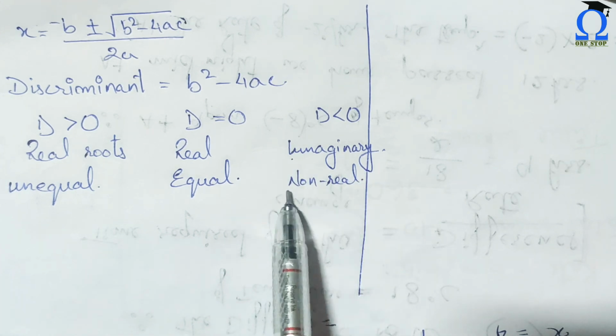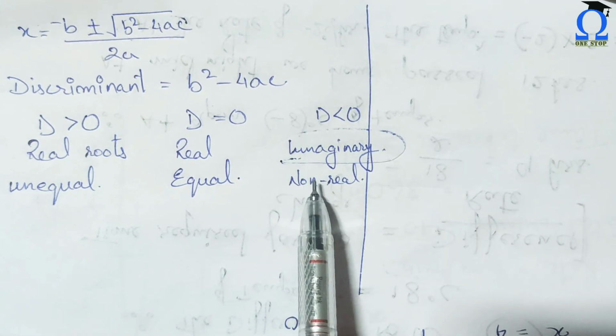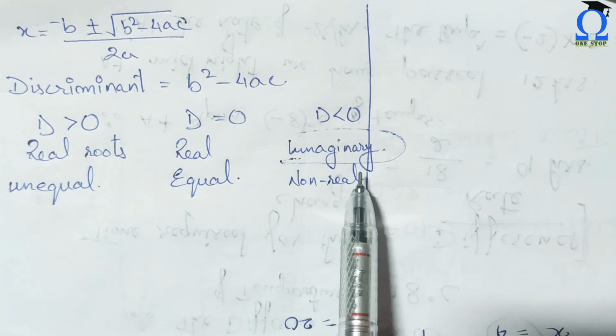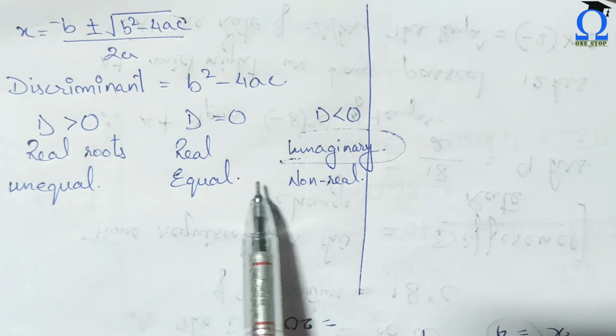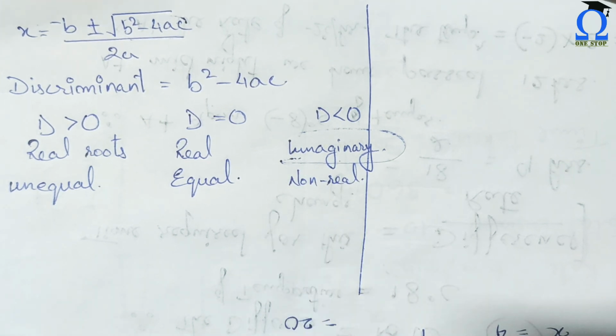Understood? Imaginary or non-real. I have explained the imaginary numbers in my number system videos of class 9th. If you can watch it, it will be better for you. So we have real numbers and imaginary numbers. Imaginary numbers are non-real numbers. Okay, understood?